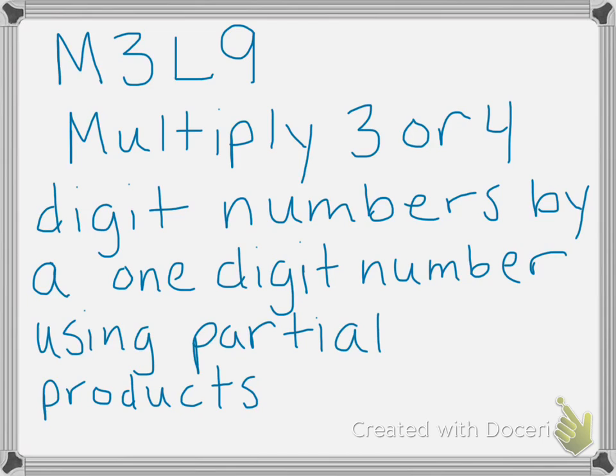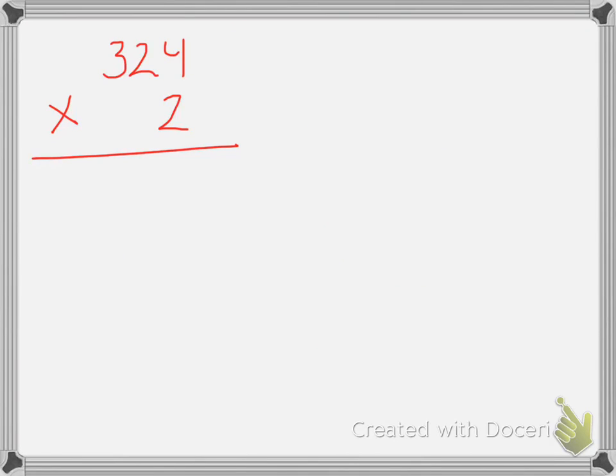We are going to be multiplying 3 or 4 digit numbers by a 1-digit number using partial products. Okay, so we started partial products last week, so hopefully this sounds familiar. All right, let's start with a 3-digit by 1-digit here. Okay, so I've written the problem. Go ahead and write your problem down.